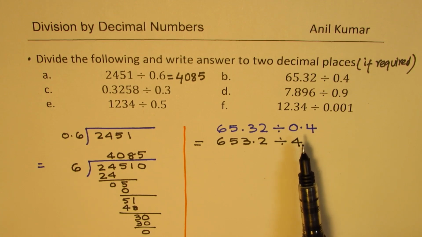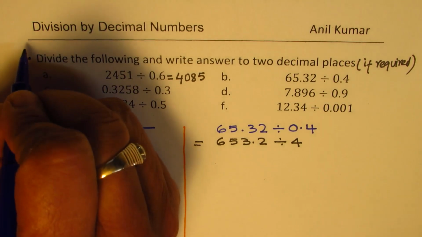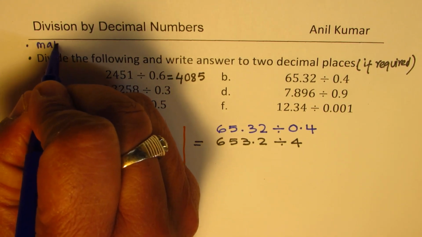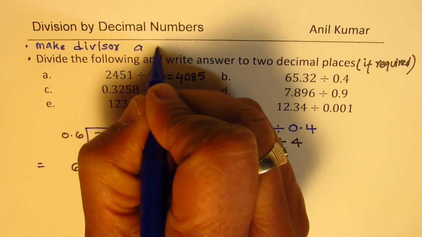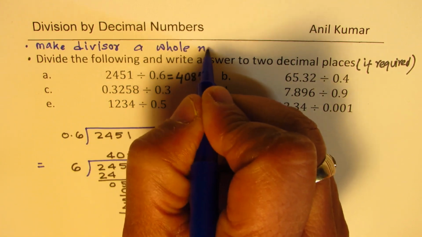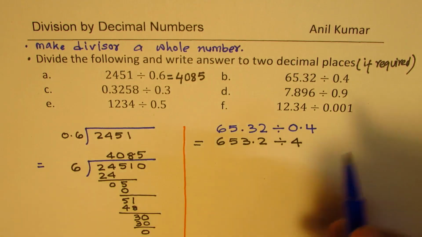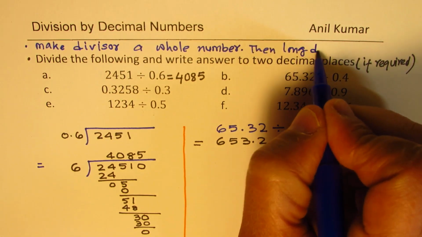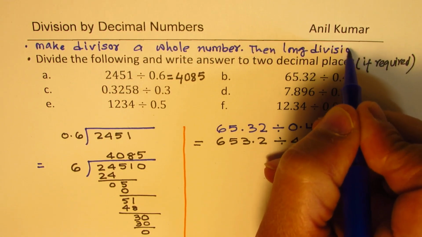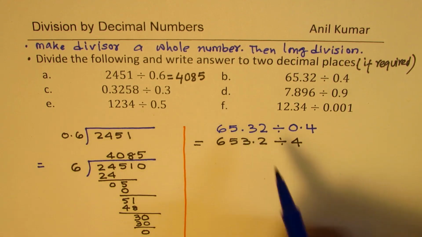So first step is to make the divisor as a whole number, right? So the first step here is, let me write down here, make divisor a whole number, right? And then it is simple, right? Then long division. Clear? That should give you the answer. So now actually you can pause the video, answer this particular question, then check with my solution, right?